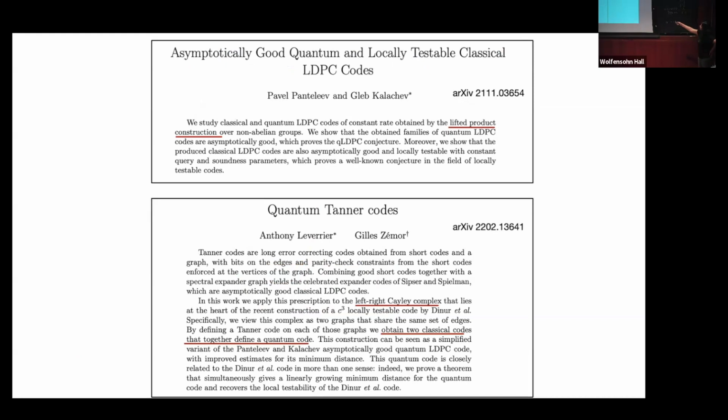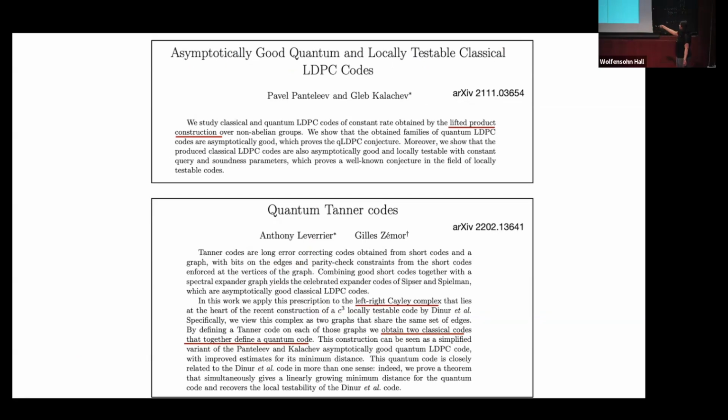So I just want to flag these 2 abstracts from these papers that recently constructed these codes. What they're saying, just the first line here, is: we construct classical and quantum LDPC codes obtained by the lifted product construction over non-abelian groups. So a key element in these papers is a product construction, and over the rest of today's lecture and tomorrow, I want to tell you what that looks like.